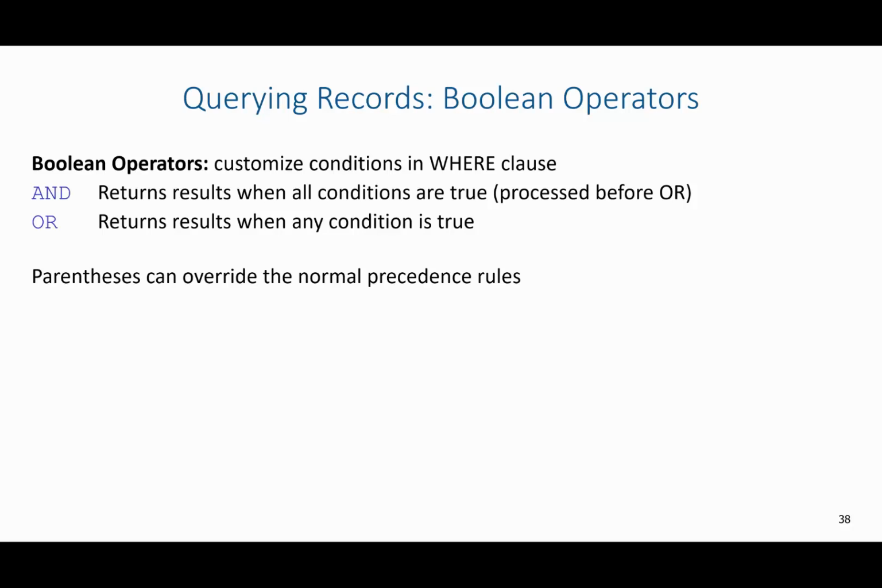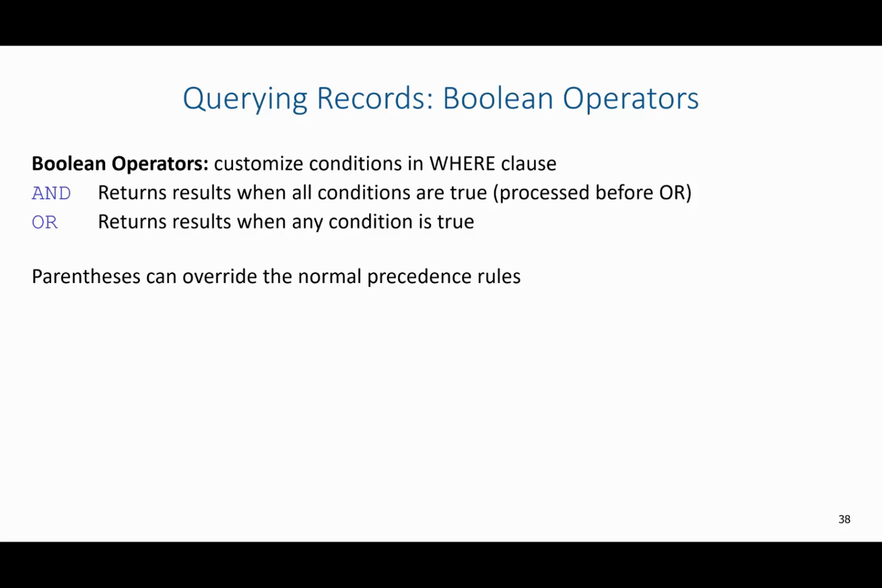In this video, we're going to cover the next operator when querying records, specifically looking at Boolean operators. This is going to allow us to continue to customize the conditions of the where clause. There are two Boolean operators that we're primarily interested in. The first one is AND, which is going to return results where all the conditions are true. And the second one is OR, which is going to return the results where any condition is true.